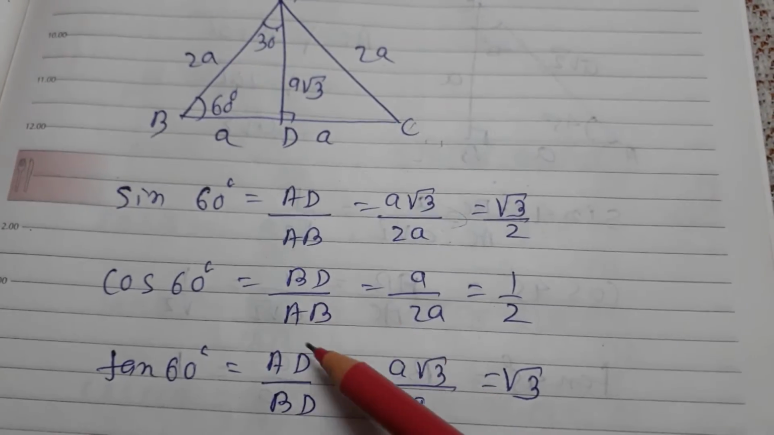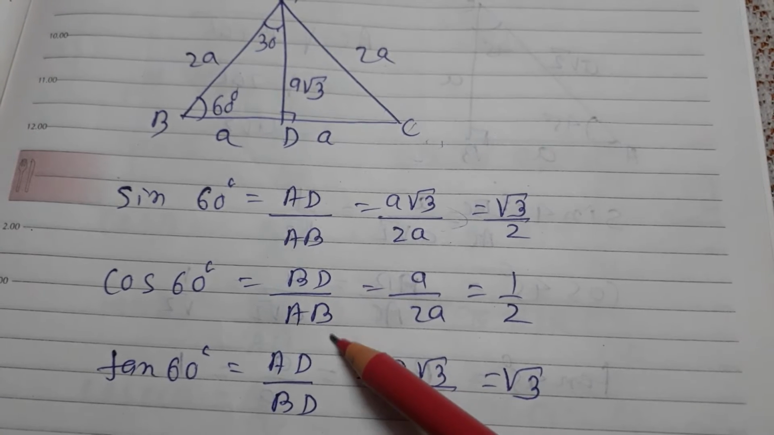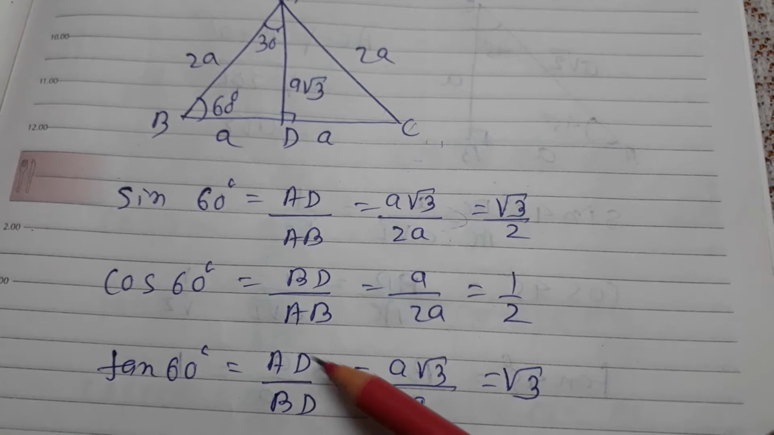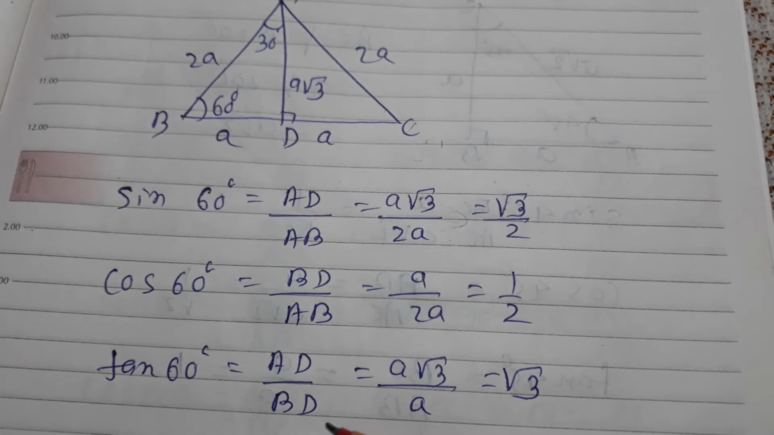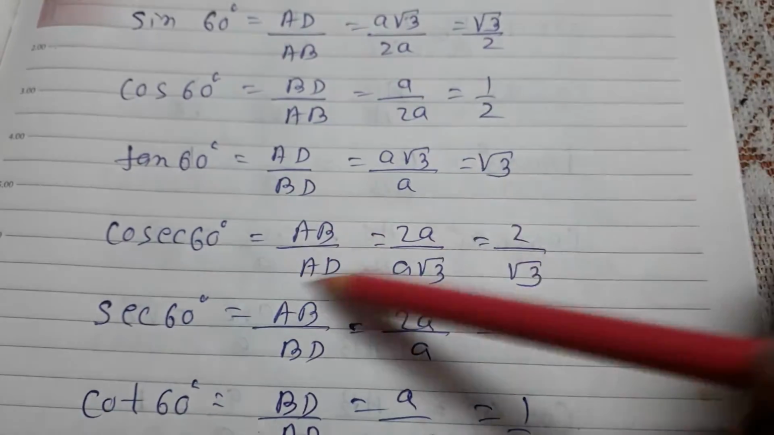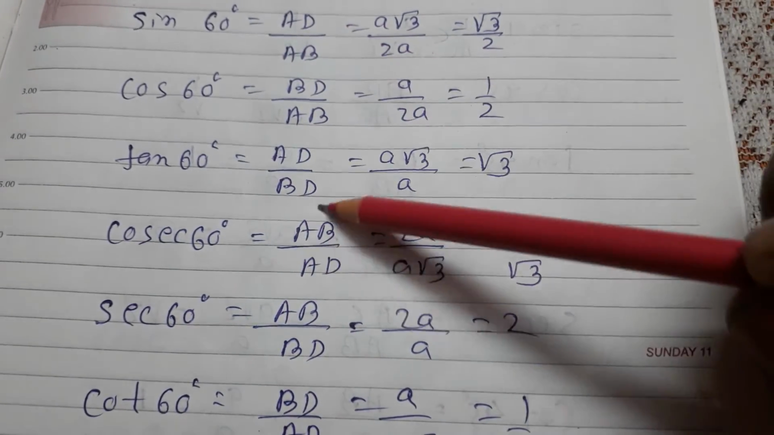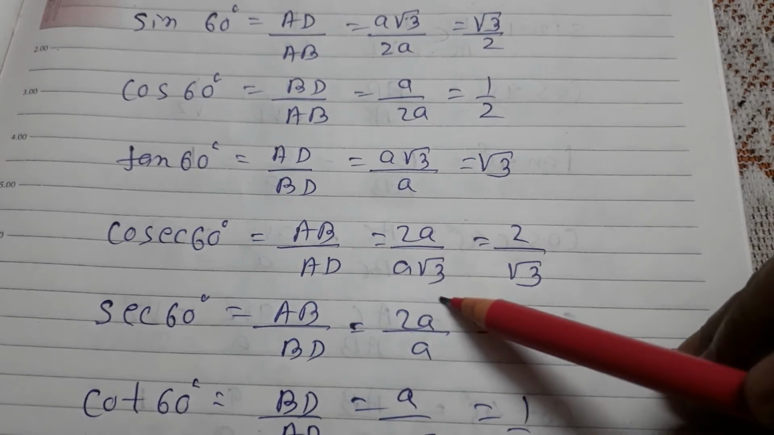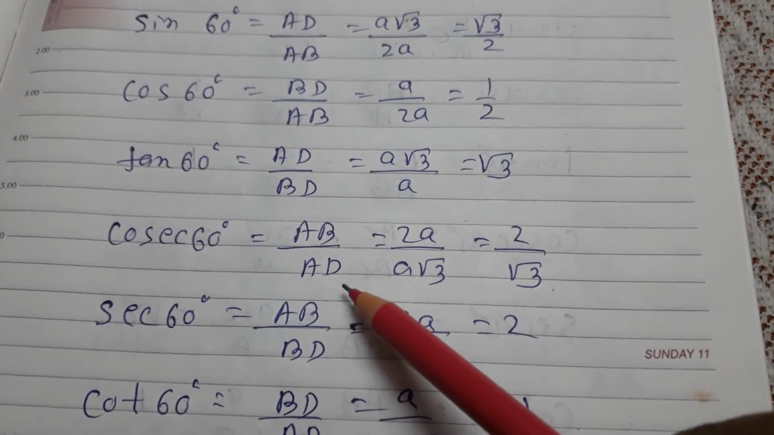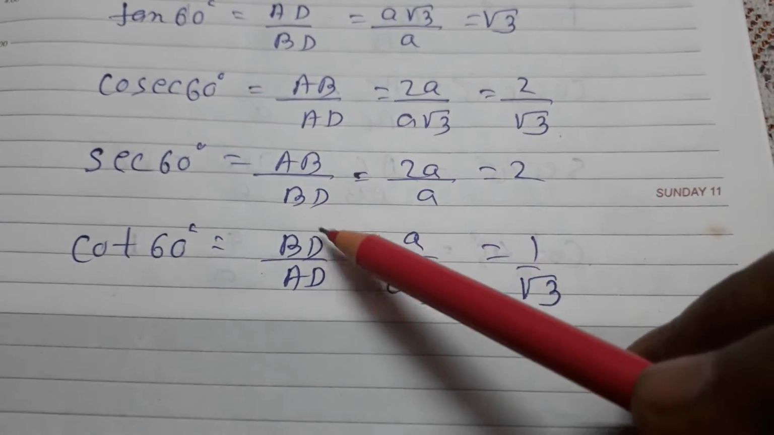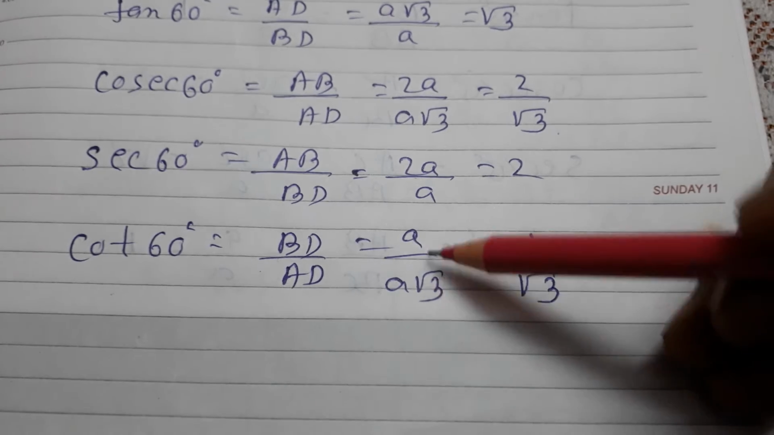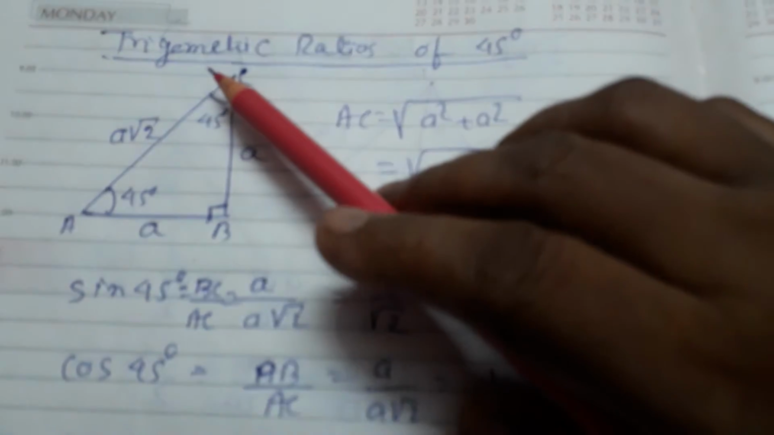Cos 60 equals BD by AB, that is base by hypotenuse. A by 2A, half. And tan 60 equals perpendicular by base, so AD by BD, A root 3 by A, that is root 3. Now cosec 60 is the reciprocal of sin 60, so it is just the reverse, AB by AD, and 2A by A root 3, that is 2 by root 3. And sec 60 equals the reciprocal of cos 60, so AB by BD, 2A by A, 2. And cot 60 is BD by AD, A by A root 3, equals 1 by root 3.